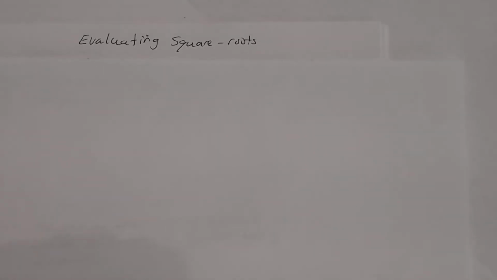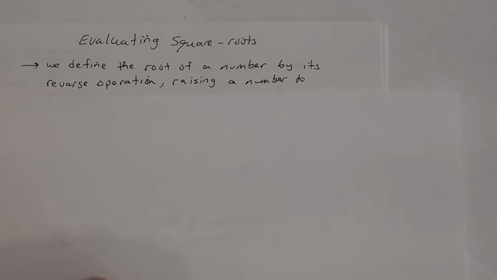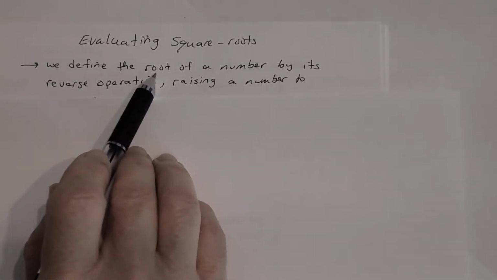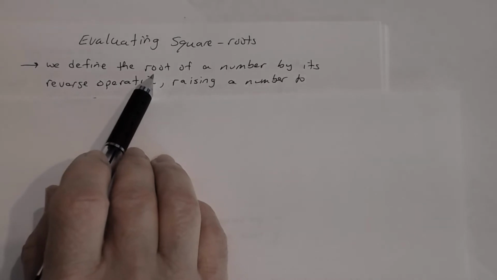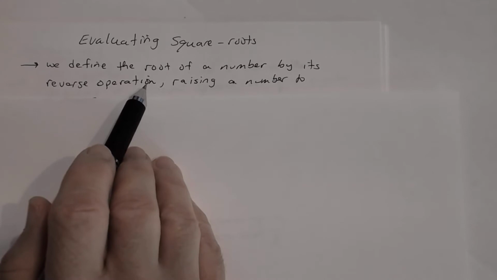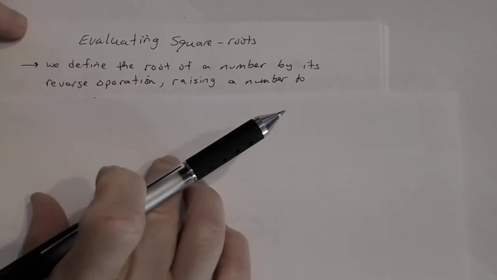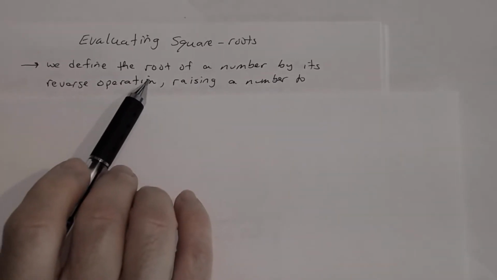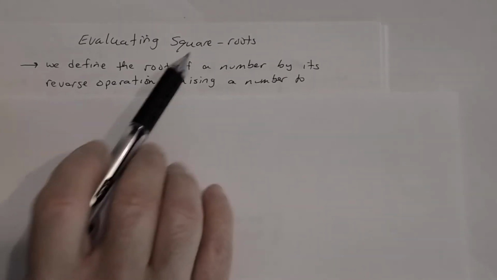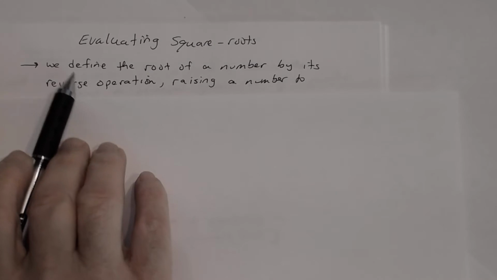Okay, so in this lesson, we're going to begin discussing what we mean by evaluating square roots or finding square roots. Basically, let's go ahead and define what a root is. It's very important you understand what we mean by a root, for example, square root, cube root, fourth root, and so on. In this lesson, we're going to be focused just on square roots. But let's talk about what a root is.